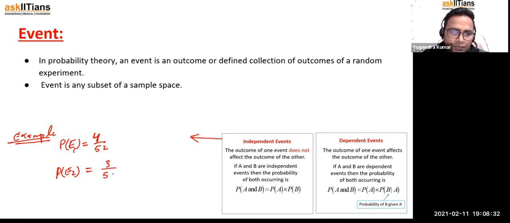So we need to write here 51. So you can see it is affected, right? This is what, when E1 happened, that time we are doing.